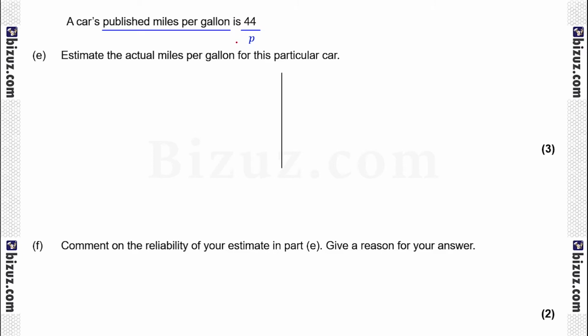So the value of P is 44. Estimate the actual miles per gallon for this particular car. And also as given before, the actual miles per gallon basically refers to M. So what this question is saying is, given that P equals 44, find M.